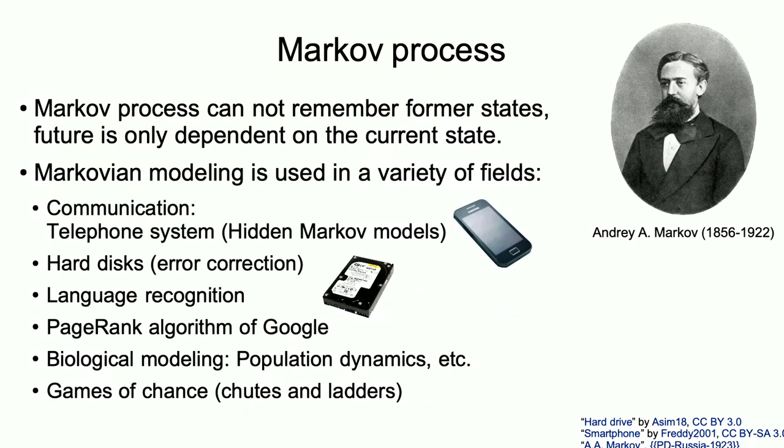Markov was a Russian mathematician, and you have them everywhere. These Markovian processes are used in your cell phones, in your hard drives. They're used for error correction. The PageRank algorithm of Google is one big Markov process. Okay, so you're using them all the time. Nothing technological would work nowadays without them.